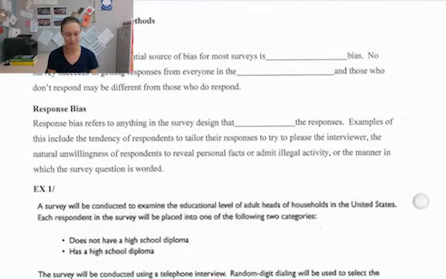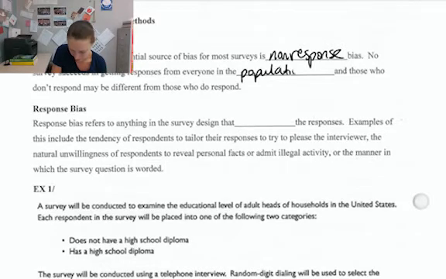So, biases of bad sampling methods. This is what occurs if you use a bad sampling method. You could have non-response bias. No survey succeeds in getting responses from everyone in the population, and those who don't respond may be different from those who do respond. So if you put a survey out there online, you're going to get a difference between those who respond and those who don't. That's called non-response bias. People have the option of not responding, so you get that bias there.